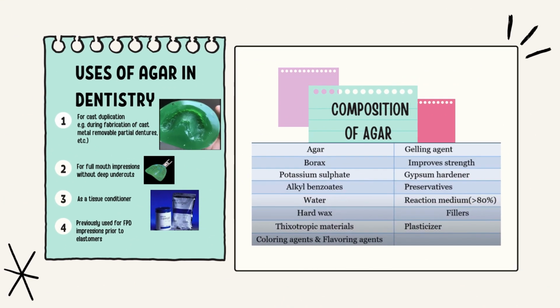Uses of agar in dentistry. Number 1, for cast duplication, for example during the fabrication of the cast for metal removable partial dentures. Number 2, for full mouth impressions without deep undercuts. Number 3, as a tissue conditioner. Number 4, previously used for FPD impressions prior to elastomers. Now, the composition of dental agar is: agar as the gelling agent, borax to improve strength, potassium sulfate as gypsum hardener, hard wax, water, thixotropic material, and coloring agent.